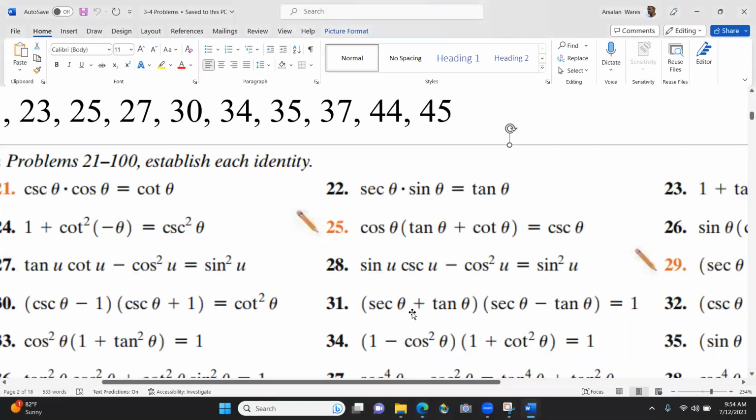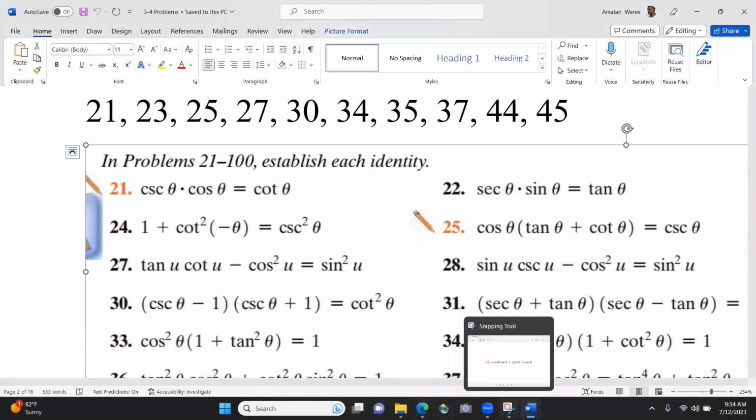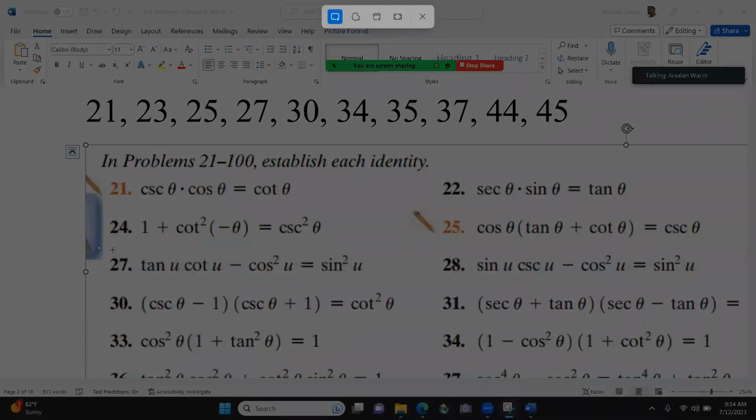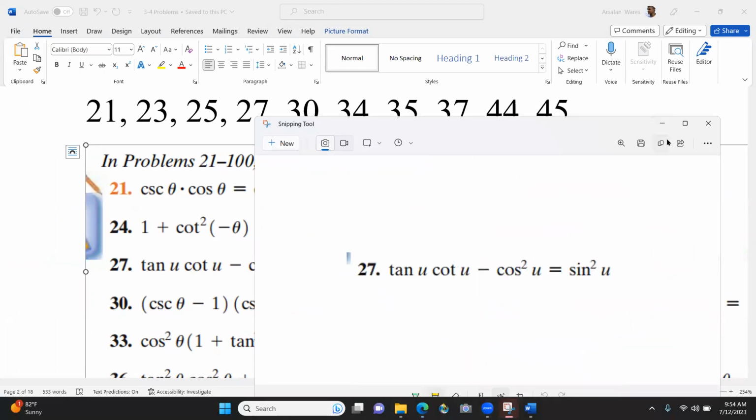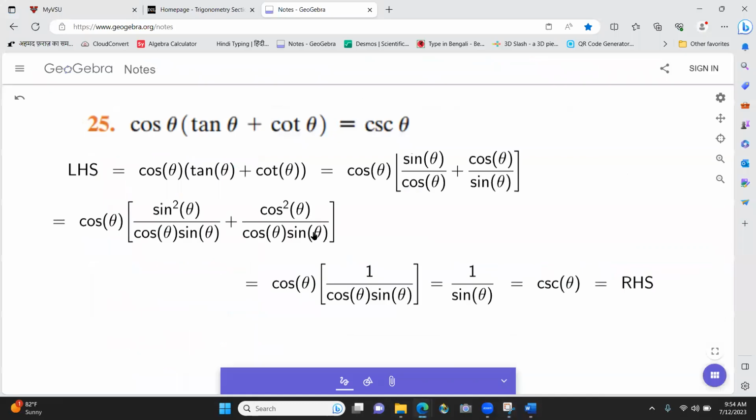All right, guys. 27 is what we're going to do. 27 is a little different, and you're going to see these are getting slightly difficult as we move forward. Okay? Just slightly. Let's try this one.